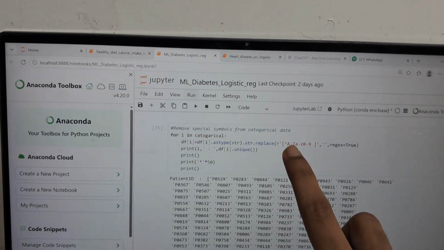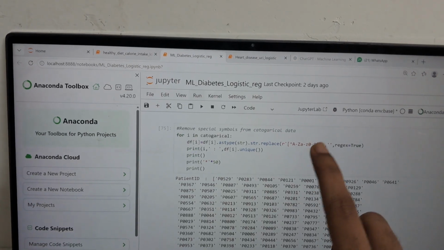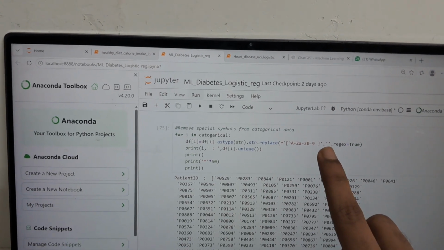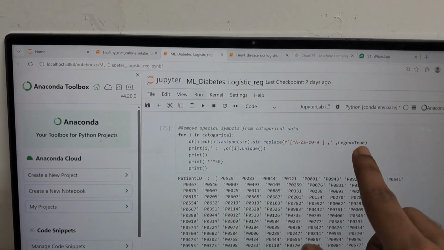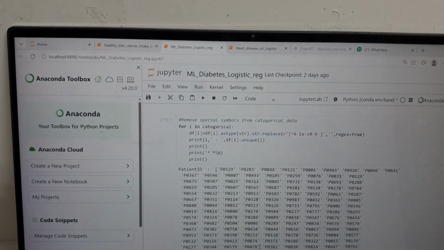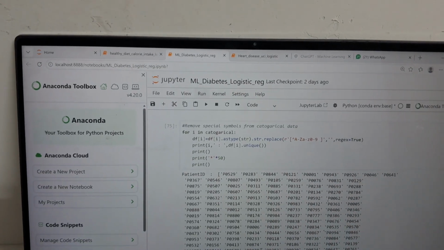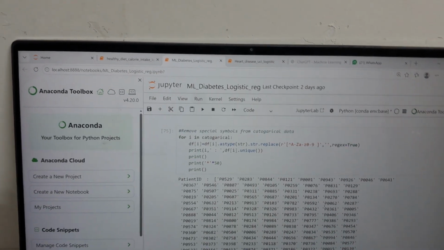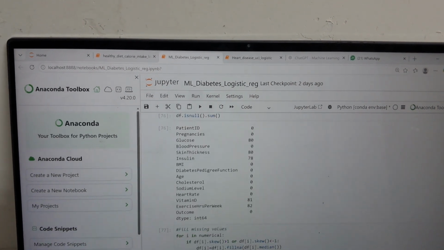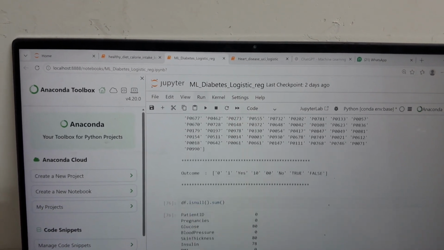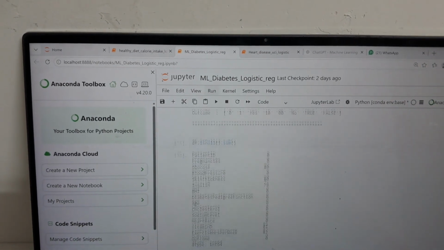So accept these values, because I kept this conjunction symbol. If there are any other special symbols, then replace them with empty string, and regex equal to true. So now it will remove all special symbols, and here as it is categorical, I don't convert this into numeric. Okay, so this is categorical, and I have printed unique values. This outcome, I'll change afterwards.